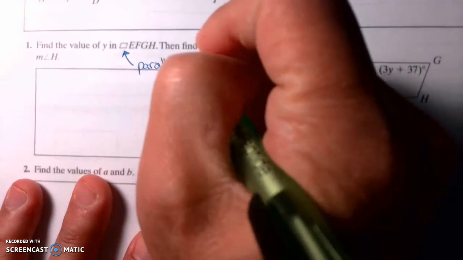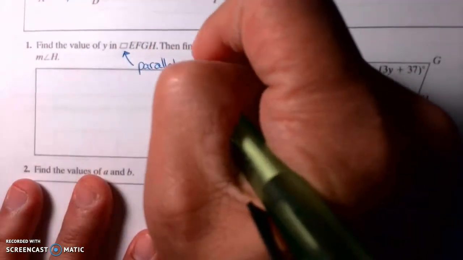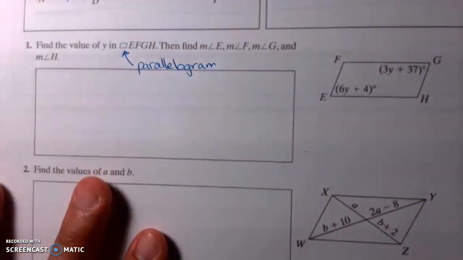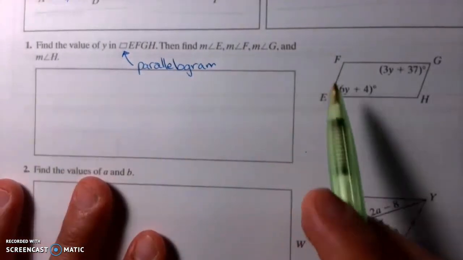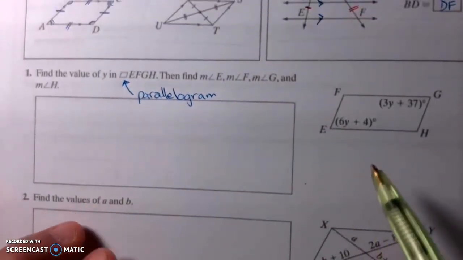Find the value of y in parallelogram EFGH. Find angles E, F, G, and H. So obviously, find all 4. Well, first of all, we've got to figure out what y is.